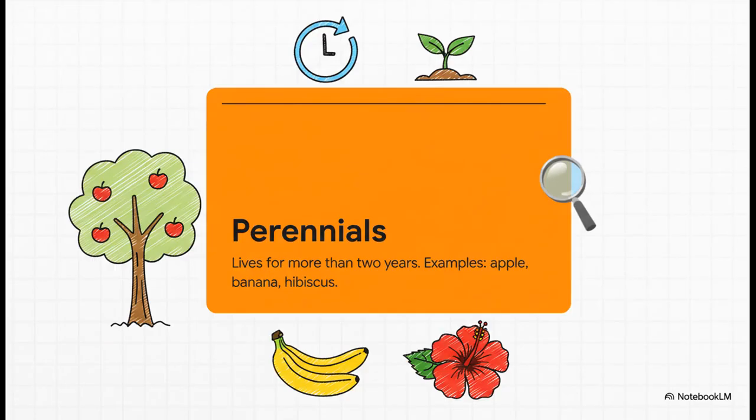And finally, we have the perennials. These are the marathon runners, the long haulers of the plant kingdom. They live for more than 2 years, coming back again and again, season after season. This includes everything from a beautiful hibiscus in your garden to giant apple trees and banana plants.